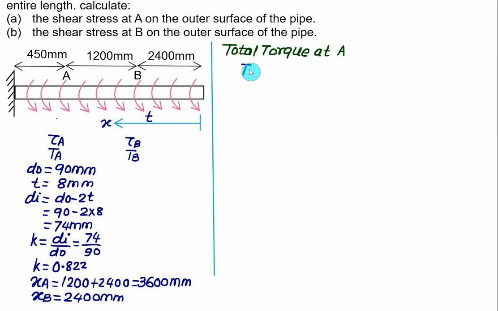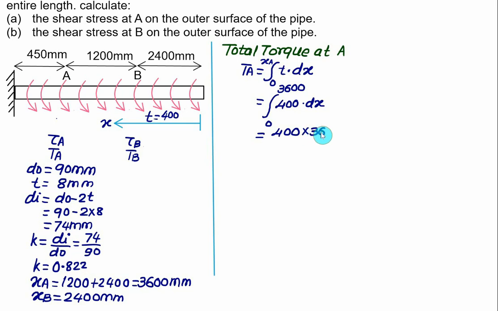So first of all, we'll calculate the total torque TA. Total torque TA will be simply the integral of T multiplied by dx, and we have the limit from 0 to XA, that is integral from 0 to XA equal to 3600. The value of T is known to us, equal to 400 Newton mm. So we'll put T equal to 400 multiplied by dx. Integral of dx will be x, 400 is constant. So we'll get this value equal to 400 multiplied by 3600. This total answer will be in Newton mm.